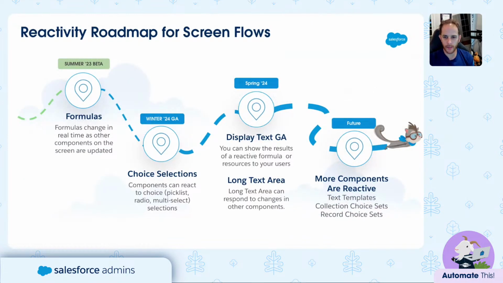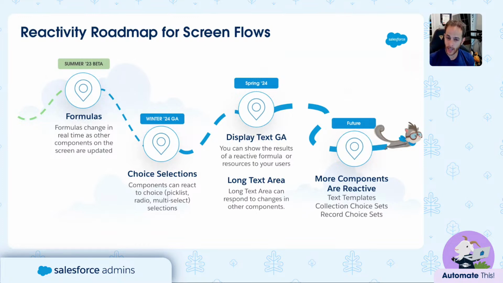All right, let's talk a little bit about reactivity and the roadmap. So Summer 23, we introduced reactive formulas in beta, with our Winter 24 GA, selections are now reactive on top of the other things that I covered. Next release, we are hoping to GA display text, so being able to respect things like the date formats, currency symbols, things like that.